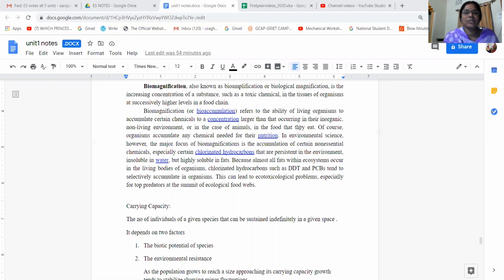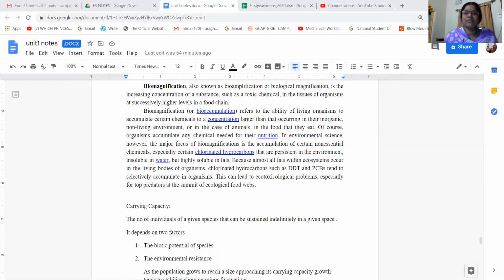So the topic is biomagnification and carrying capacity. You can also explain about energy flow diagrams. What is biomagnification? It is also called bioaccumulation. It refers to the ability of living organisms to accumulate certain chemicals to a concentration larger than that occurring in their inorganic or non-living environment.